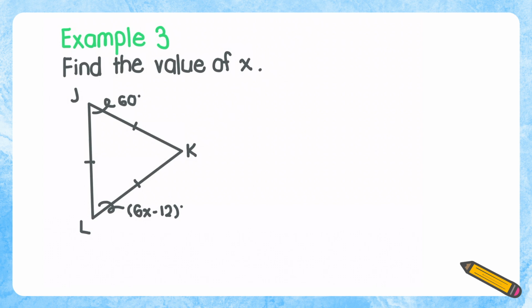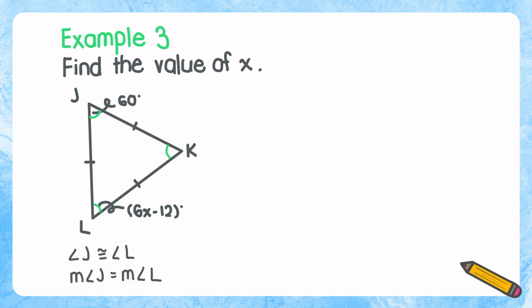Let's look at one last example for this lesson. Once again, here we are asked to find the value of x. Notice here we have an equilateral triangle because the three sides are marked as congruent. What does this mean? We know that the three angles must also be congruent to each other. They're equiangular. So I know that angle J is congruent to angle L. So the measure of angle J equals the measure of angle L.